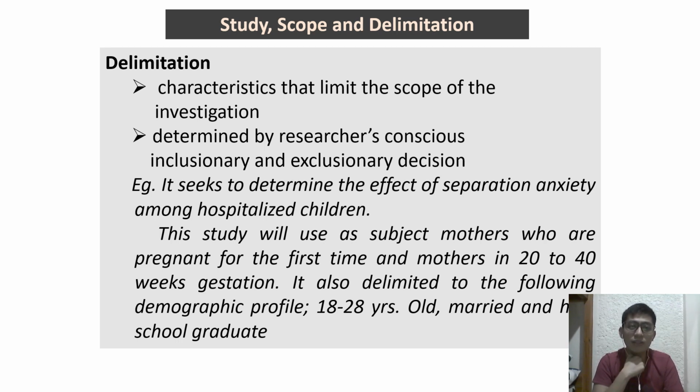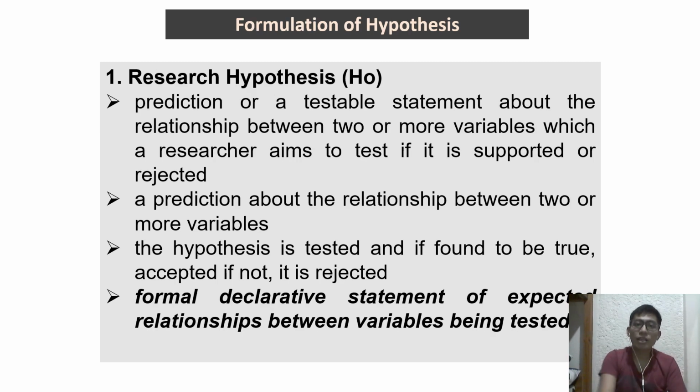Okay, so formulation of hypothesis. Hypothesis is a smart guess, no? So research hypothesis, we have a prediction or testable statement about the relationship between two or more variables, which our research aims to test if it's supported or rejected. A prediction about the relationship between two or more variables. The hypothesis is tested, and if found to be true, accepted, or it's rejected.